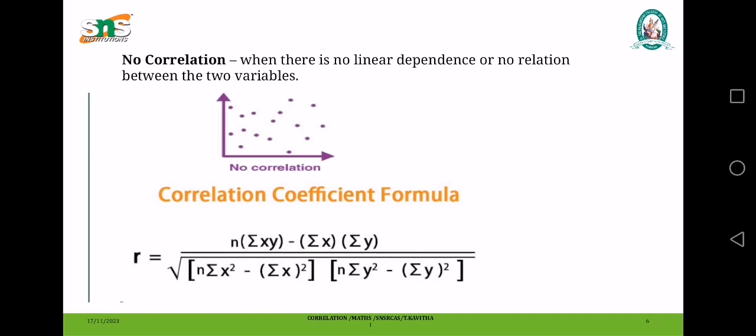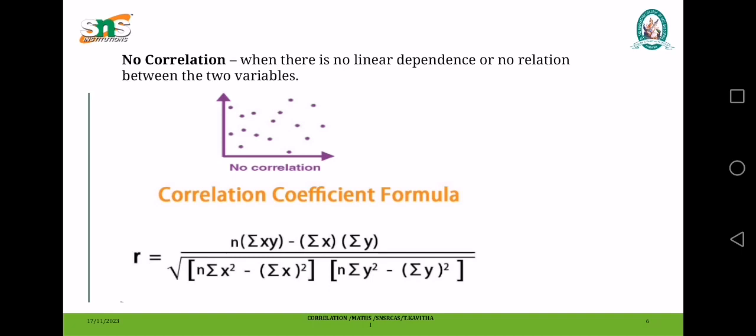The simplified correlation coefficient formula is denoted by r, that is r is equal to n into summation of xy minus summation of x into summation of y, divided by root of n into summation of x square minus summation x the whole square, into n summation of y square minus summation of y the whole square. This is the simplified formula for correlation coefficient. Now I give one problem to explain this formula.